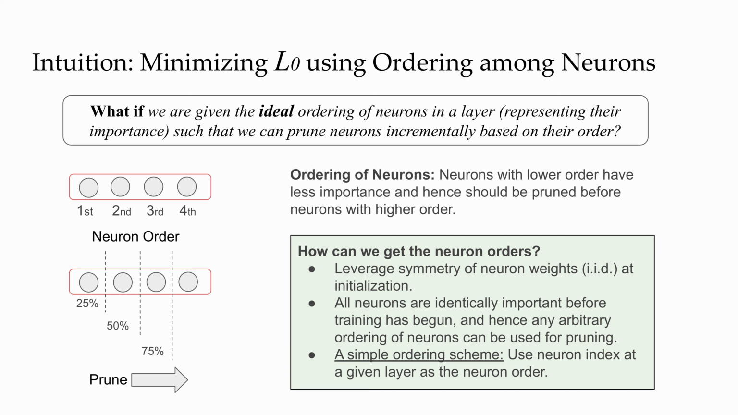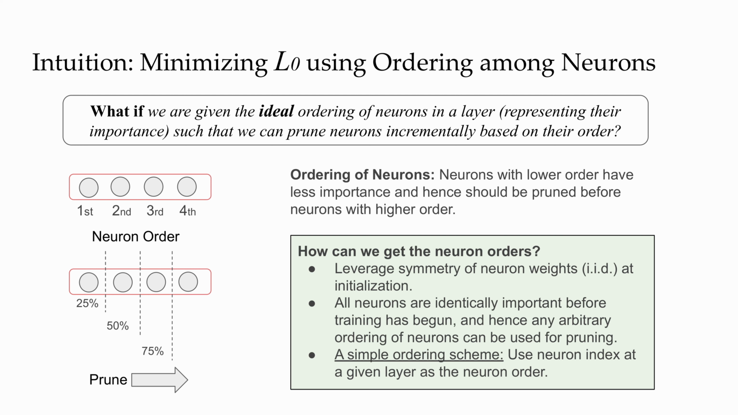Now that we understand the concept of neuron ordering, the next question to ask is, how can we get the neuron orders? Note that finding the ideal ordering of the neurons that reflects their importance while pruning is a non-trivial task. However, we can leverage the intrinsic symmetry of neuron weights generated by commonly used neural network initialization schemes to arrive at a very simple ordering scheme.